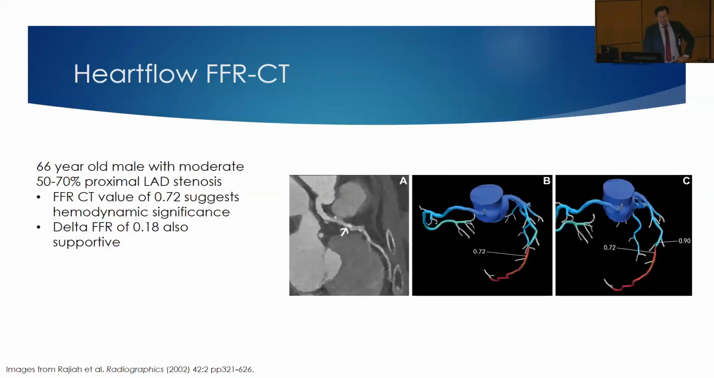Okay. So a couple examples. A 66-year-old male, he has a moderate 50 to 70% proximal LAD stenosis right here. Uncertain if that's hemodynamically significant. So you send it for HeartFlow FFR CT, and you get 0.72, and that suggests hemodynamic significance. Also, the delta, meaning the FFR value proximal to the lesion and the step down after the lesion, was 0.18, greater than 0.12 is significant. So send this patient for a coronary angiogram for consideration of a stent.